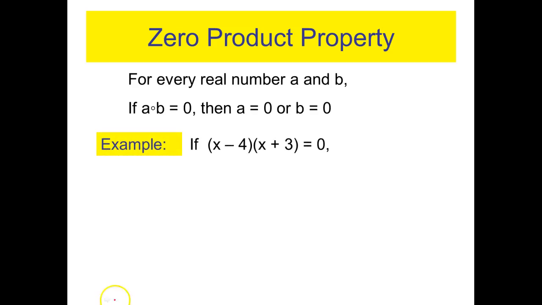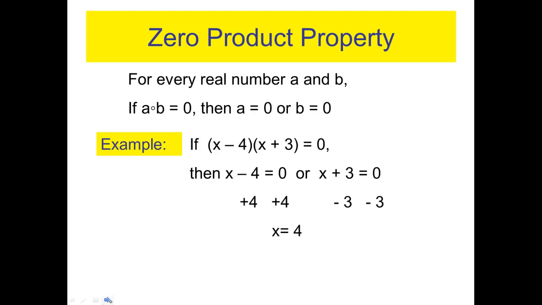If I know that x minus 4 times x plus 3 equals 0, then either x minus 4 equals 0 or x plus 3 equals 0. And when we're solving quadratics by factoring, we use this property to separate these into two small equations, and then we treat them as though they're just separate equations. So if I was going to solve the left, I'd add 4 to both sides and get x equals 4. X plus 3 equals 0, I'd subtract 3 from both sides and get x equals negative 3. So my answers then are x equals 4 and x equals negative 3.